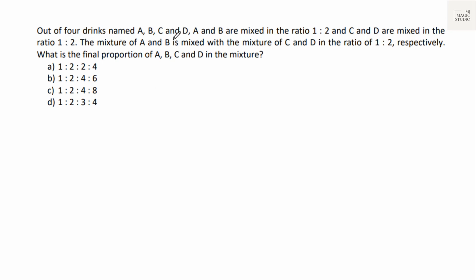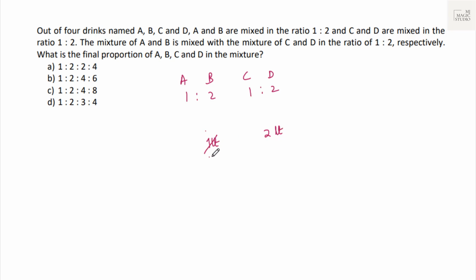Out of 4 drinks, named A, B, C, D, A and B are mixed in the ratio 1:2, and C and D are mixed in the ratio 1:2. The mixture of A and B is mixed with the mixture of C and D in the ratio 1:2. So suppose 1 liter of this we have taken and 2 liter of this mixture we have taken. What is the final proportion of A, B, C, D in the mixture? So out of 1 it is 1:2. Okay, and this is also 1:2.